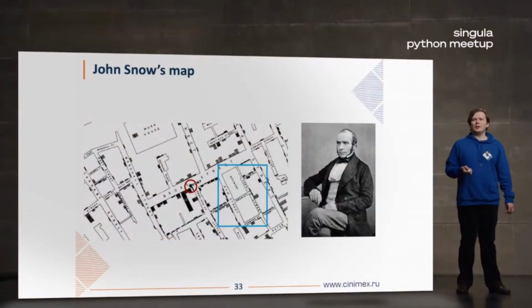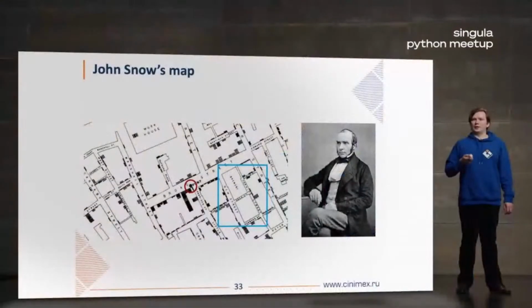Cholera was a pretty common disease in London, and it took a lot of lives in the 19th century. Before the discovery by John Snow, no one knew how this disease transmits. So this person visited every building which had patients with cholera, and counted how many patients were in different buildings.